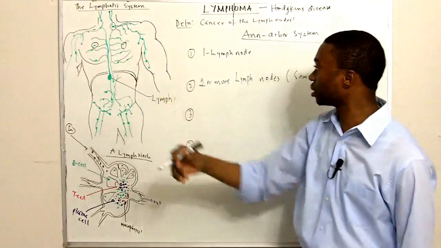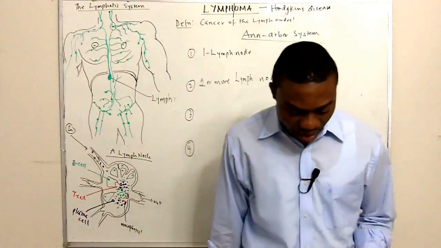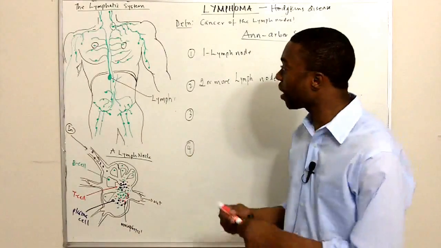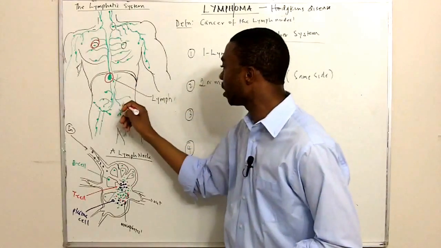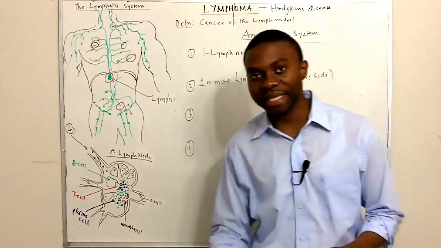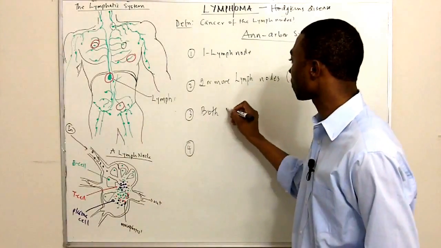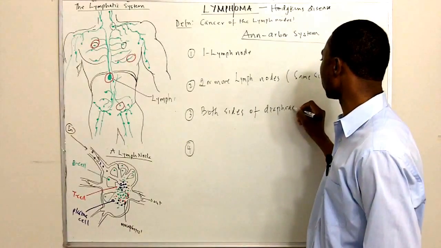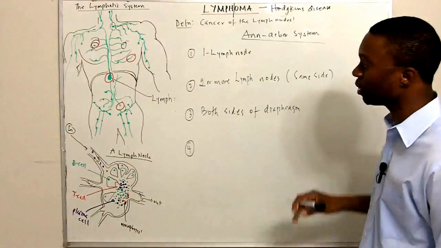You got it? Excellent. Stage 3, however, is going to be both sides of the diaphragm involved. So if lymph nodes were found on CAT scan below the diaphragm, above the diaphragm, below the diaphragm, above the diaphragm, that makes it a stage 3. So both sides of the diaphragm, right? That is a stage 3.